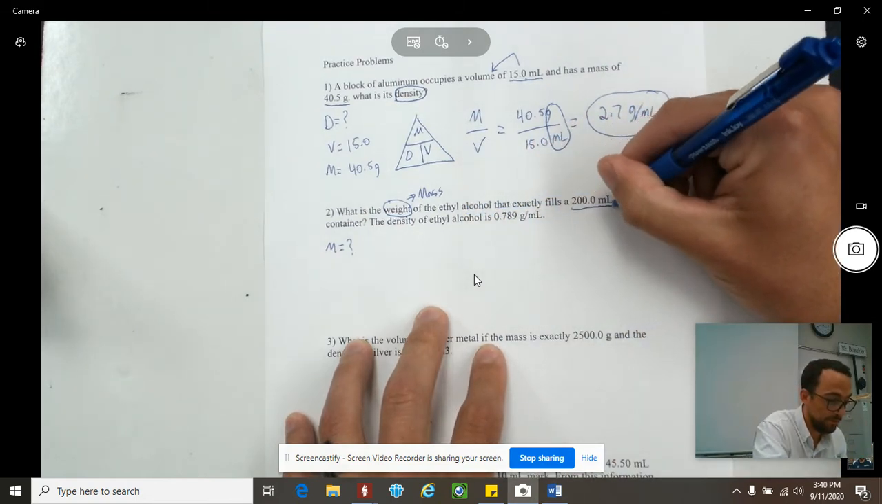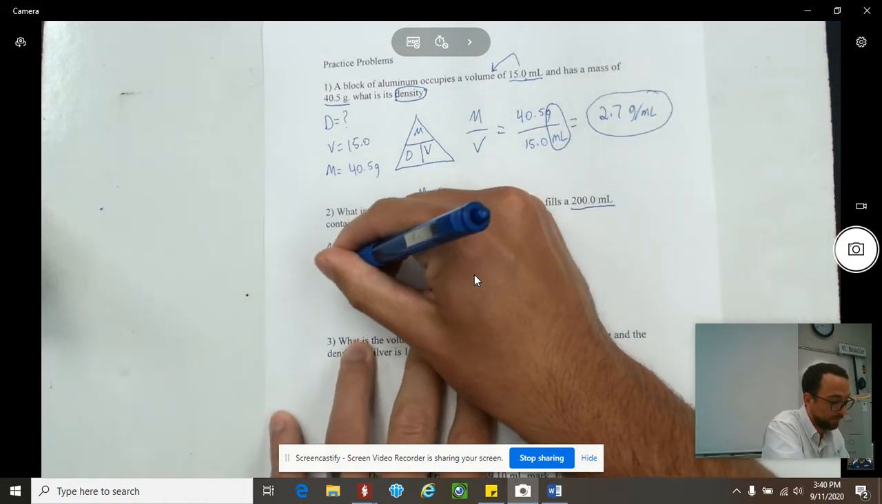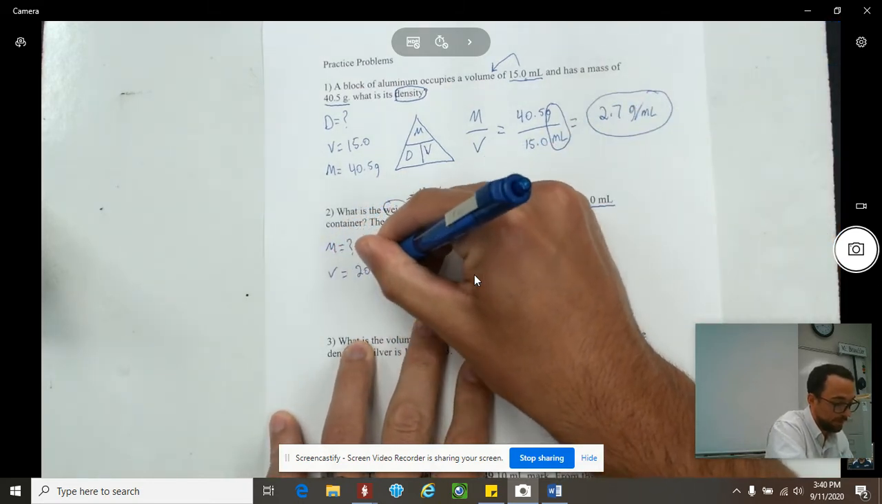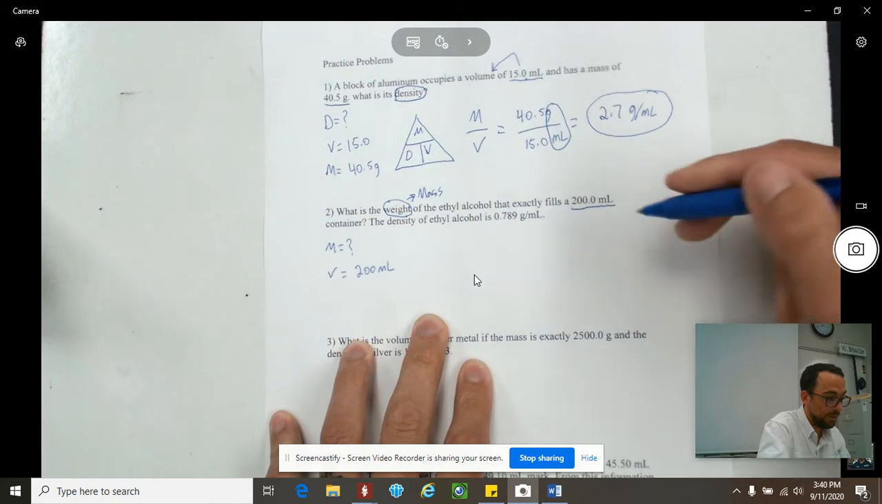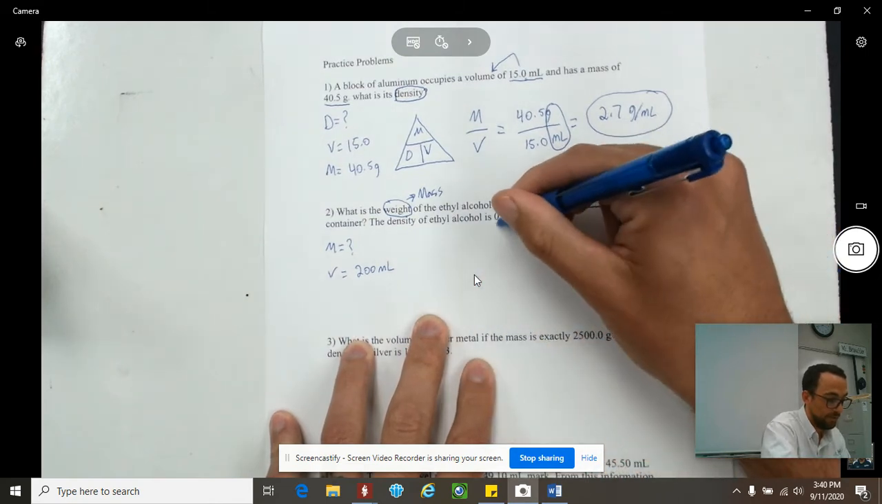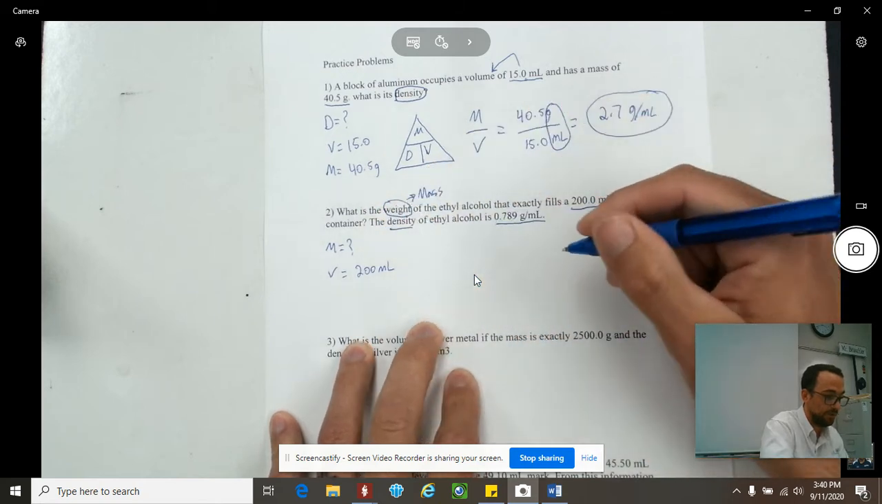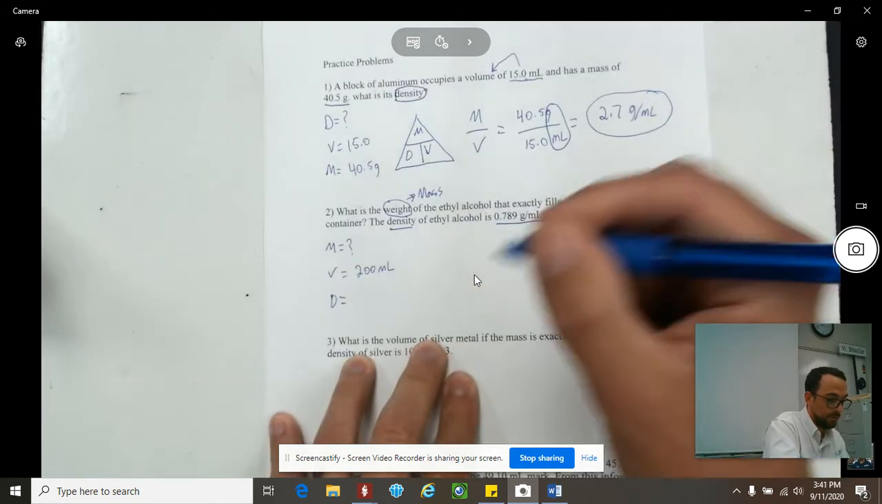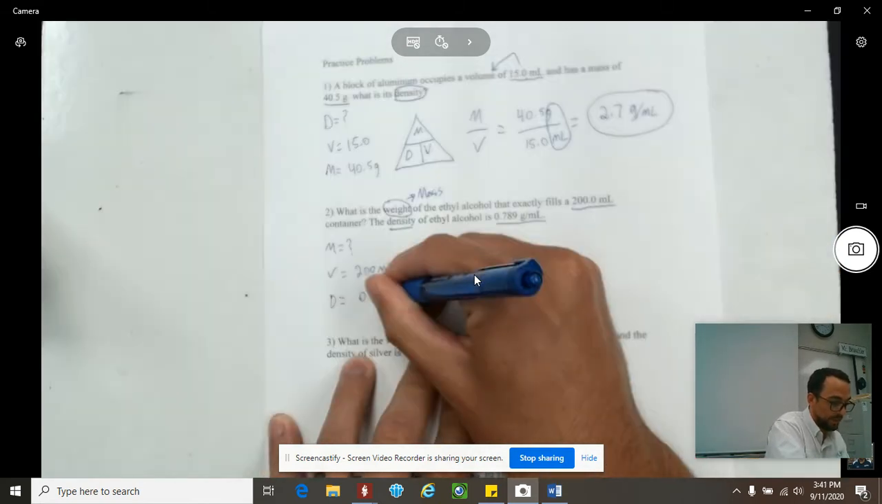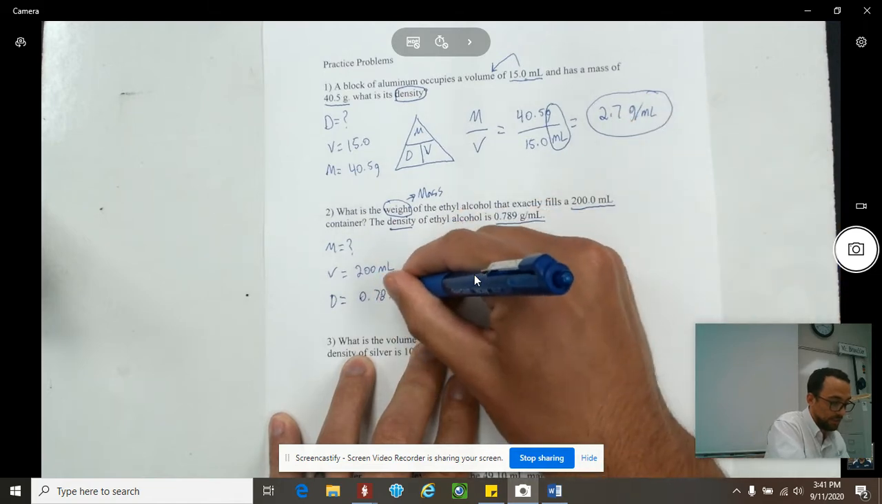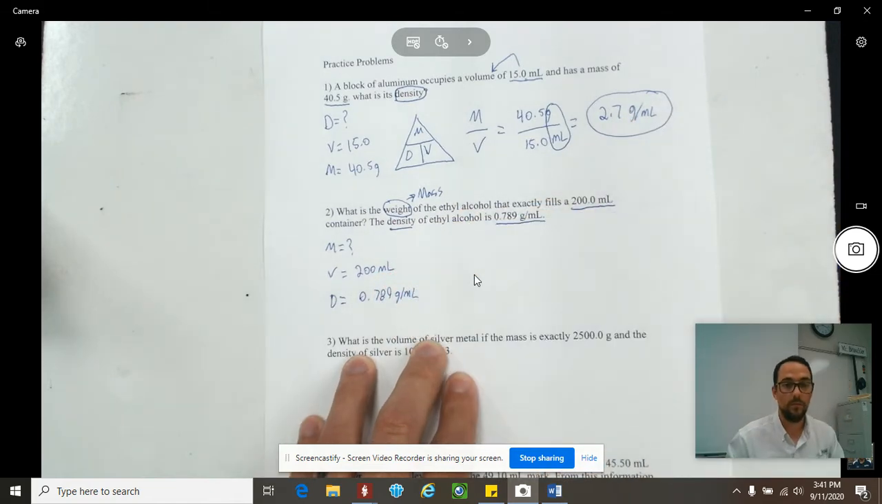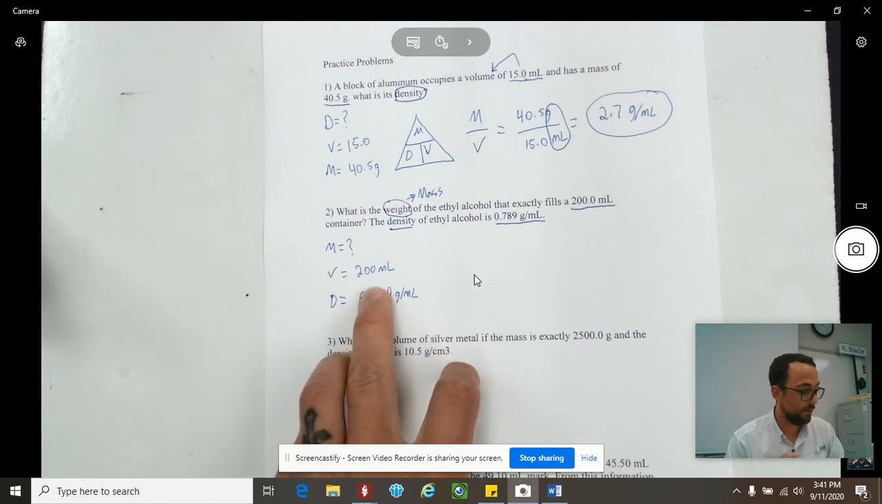So 200 mL. I know that's going to be volume. So volume equals 200 mL. Then the density of ethyl alcohol is 0.789 grams per milliliter. I know that because it says the word density right there. That is going to be D. D is 0.789 g/mL. So now I've got the density of ethyl alcohol and the volume, and I need the mass.